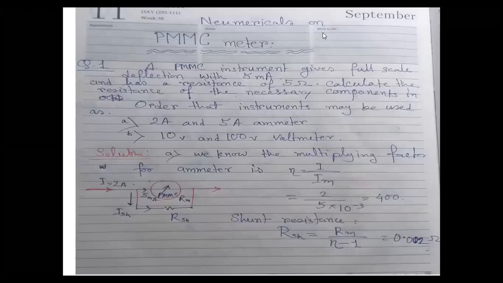guys, we have to perform some numericals on PMMC meter so that we can realize the multiplier, we can realize the shunt, how much amount of shunt is required, how much amount of series multiplier is required for a specific case, and that's why we are going for a very suitable example on PMMC meter. And so many times you can find this PMMC meter question in competitive exams, for any GATE exam.